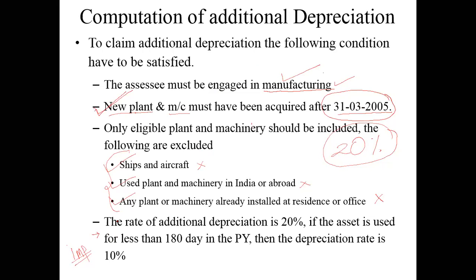If you have purchased the asset after 2005, it's a new plant and machinery. But in that particular previous year, if you have used that plant for less than 6 months or 180 days, then 50% of the depreciation has to be considered. 50% of 20% is nothing but 10%. So 10% of depreciation would be applicable only when you use the asset for less than 180 days.